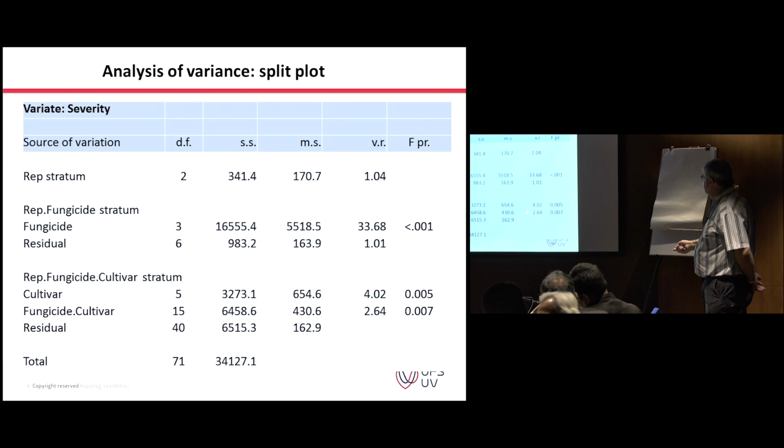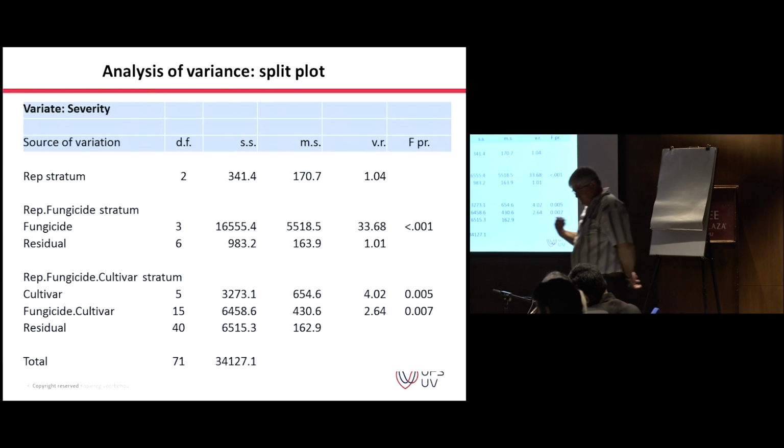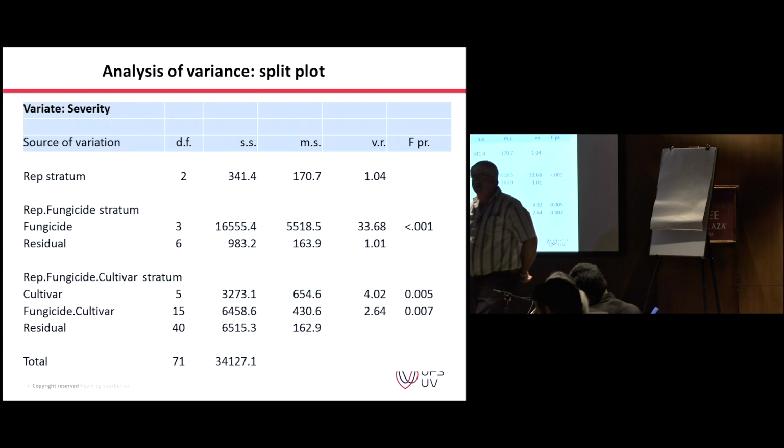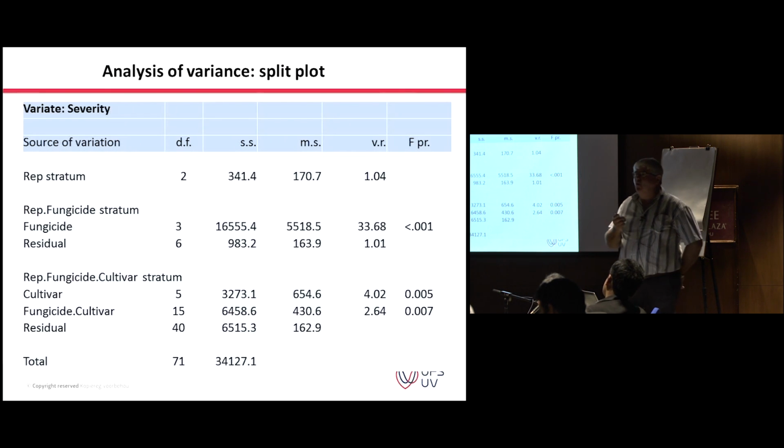And what this tells you here is that there was a fungicide-cultivar interaction, which then is the same conclusion you would have reached had you done a factorial design, that the cultivars react differently to the different fungicides. Okay, so it's exactly the same principle, except that it becomes a trial design that is more manageable.